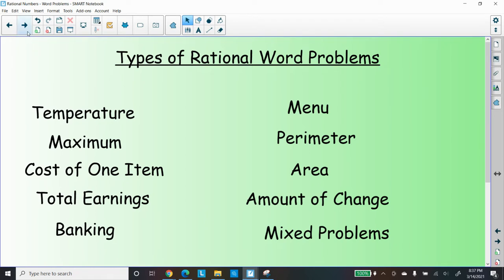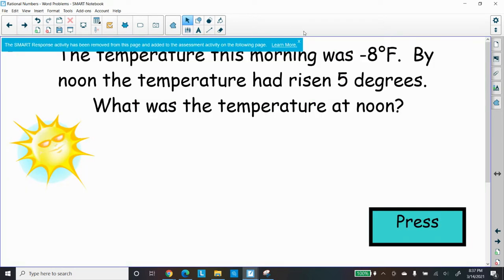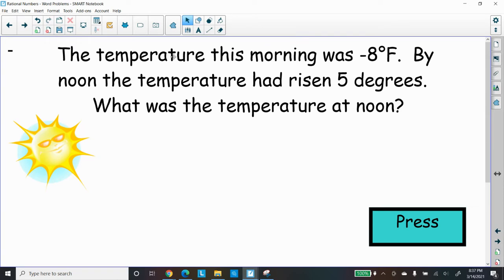All right, so temperature. So here's a typical type of temperature problem you'll see. The temperature this morning was -8 degrees Fahrenheit. By noon, the temperature had risen by 5 degrees. What was the temperature at noon? So let's see some of those words that we mentioned a little while ago, and I see one of them is risen. It was -8, and it went up.